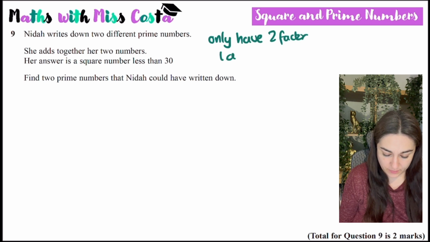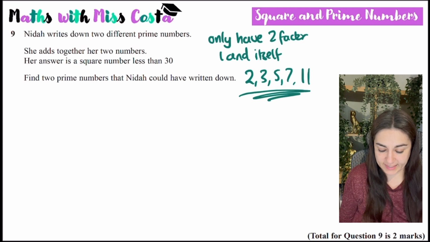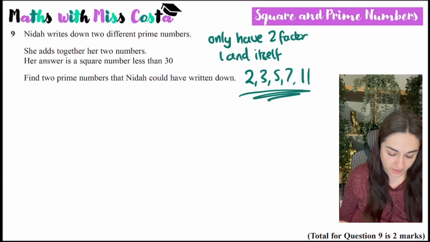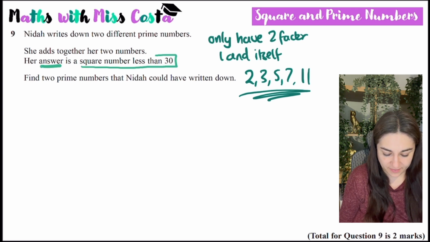So the first few prime numbers are 2, 3, 5, 7, 11, and these are things that you should kind of memorize and know off by heart. So she adds together her 2 numbers and her answer is a square number less than 30.